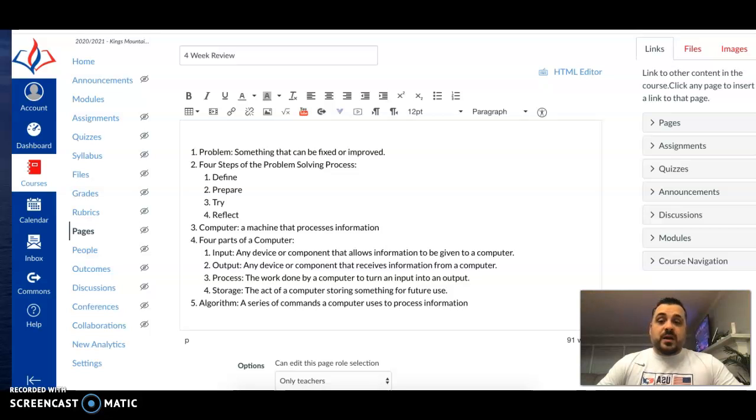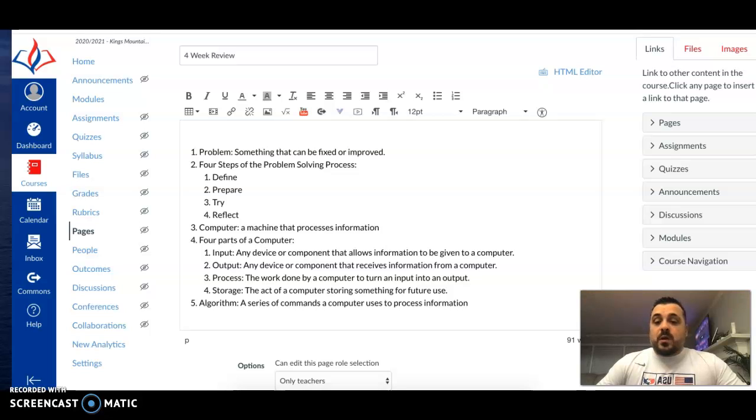Okay, on the screen right now, I've put five bullet points that we're going to talk about right now, and the things that you're going to be quizzed on this week. Okay, so the first thing is a problem. We started off talking about the problem-solving process, and before we could determine how to solve problems, we first had to understand what a problem is. Okay, so we define a problem as something that can be fixed or improved.